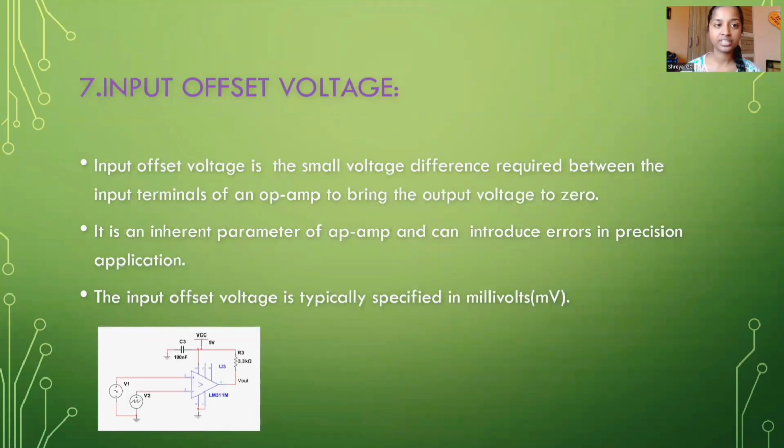And the seventh one is input offset voltage. Input offset voltage is a small voltage difference required between the input terminals of an op-amp to bring the output voltage to zero. It is an inherent parameter of the op-amp and can introduce errors in precision applications. The input offset voltage is typically specified in millivolts.